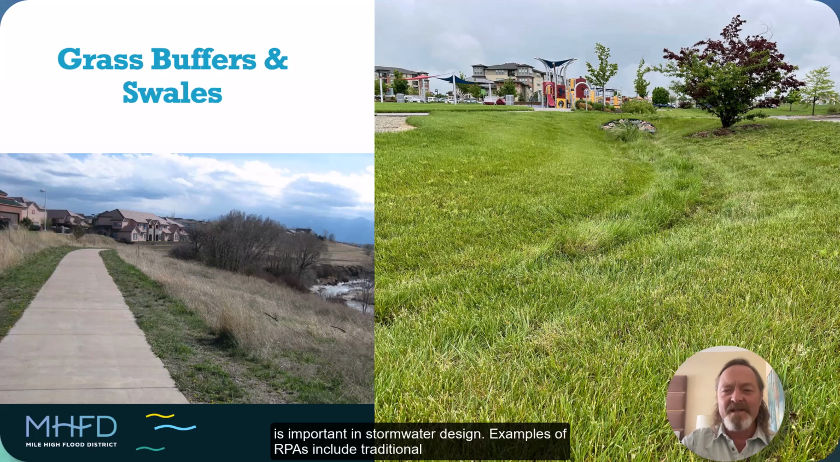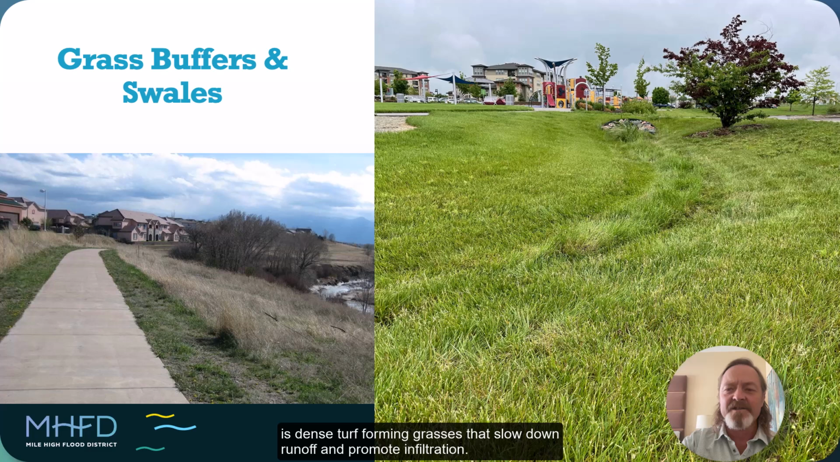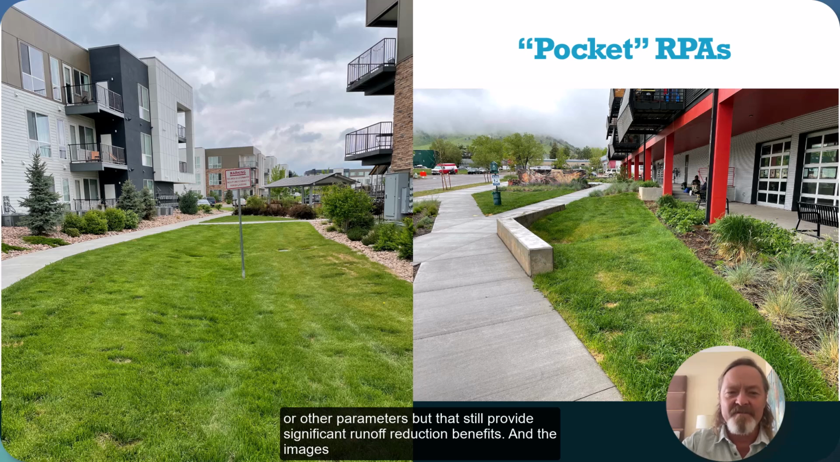Examples of RPAs include traditional grass buffers and swales like the ones I'm showing on this slide. The key to RPAs working effectively is dense turf-forming grasses that slow down runoff and promote infiltration. RPAs can also include pervious areas that may not strictly meet the old buffer criteria in terms of width or other parameters, but that still provide significant runoff reduction benefits.